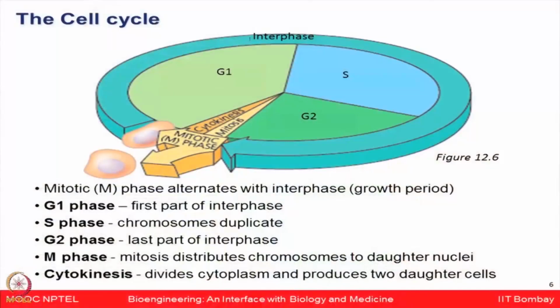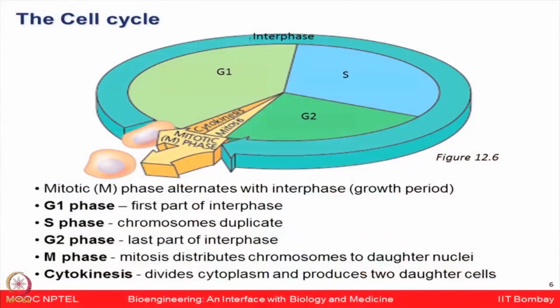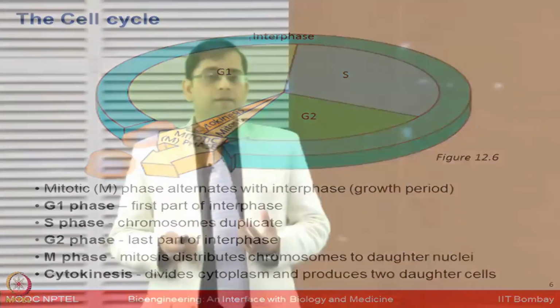Now, the same concept you can see in the slide, that we have G1, S and G2 phase. The G1 phase is the first part of the interphase, S phase is where the chromosomes get duplicated, the G2 phase is the last part of the interphase, and M phase is where the mitotic division happens and this process distributes the chromosomes to the daughter nuclei. In the process of cytokinesis, the cytoplasm gets divided into the two daughter cells, and now the two cells have a bifurcation from the parent cell.